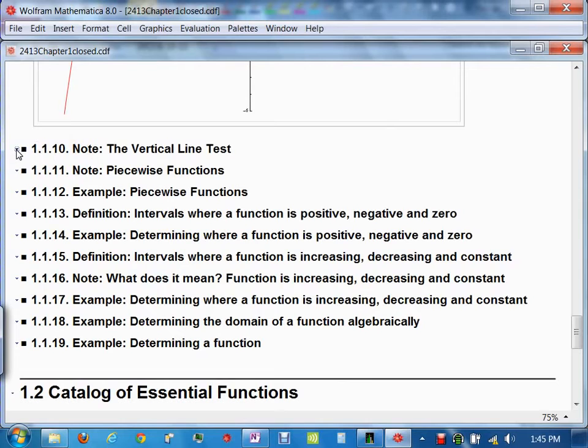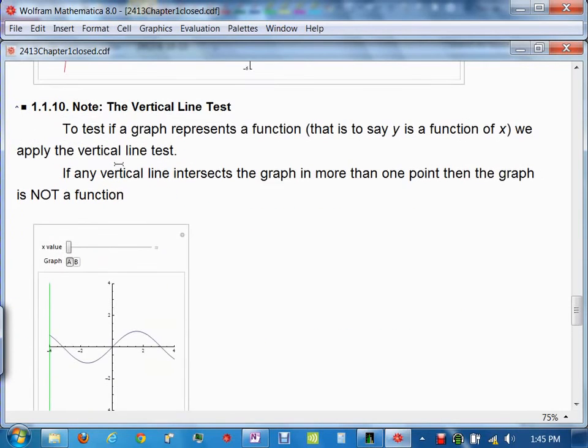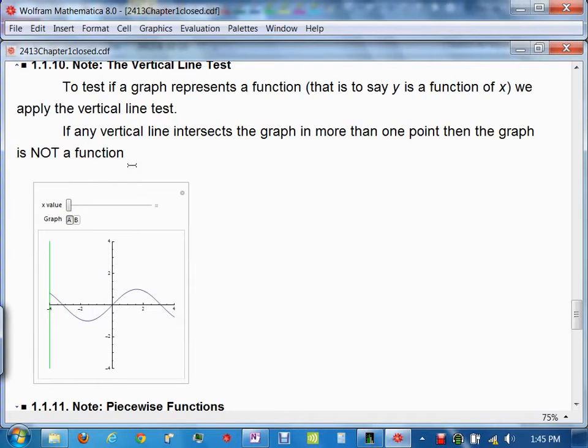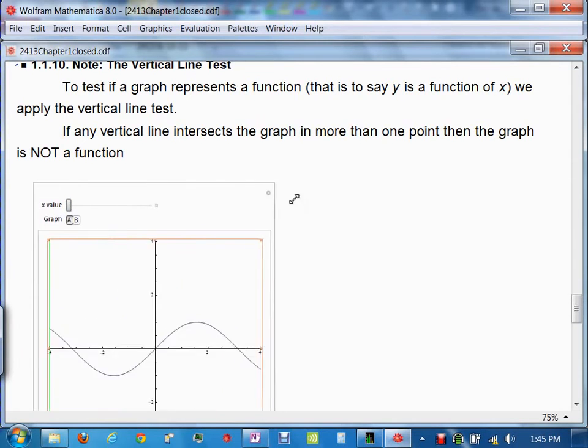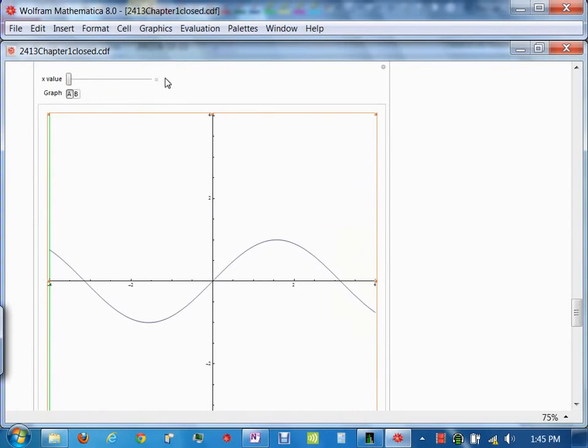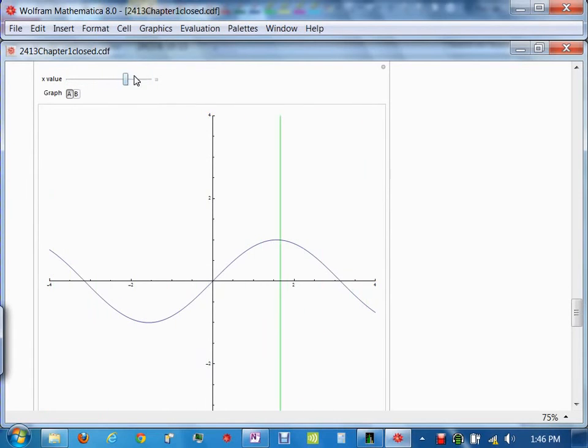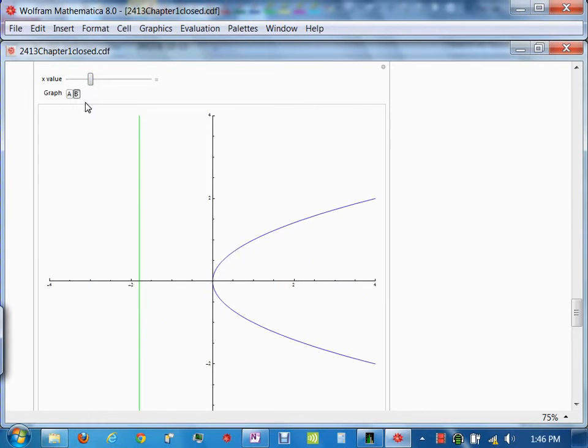Vertical line test. What do we use the vertical line test for? To determine if it's a function, right? So to test if a graph represents a function, that is to say that y is a function of x, we apply the vertical line test. If any vertical line intersects the graph at more than one point, then it's not a function. So is this one a function? This is a function because any vertical line that I draw will hit it no more than one time. Now if I click on graph B, now I have another function. Now look at my vertical line over here.